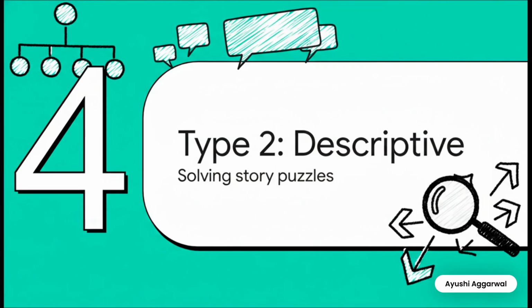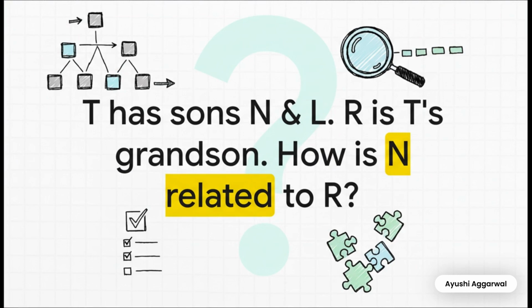These are descriptive puzzles. So instead of a code, you get a small story or a paragraph. But guess what? Our secret weapon, the family tree, is going to work perfectly here as well. Okay, here's the question. You can see it has multiple sentences. The trick is to not get overwhelmed. Just treat each sentence as a single piece of information and add it to your diagram step by step. Let's break it down together.